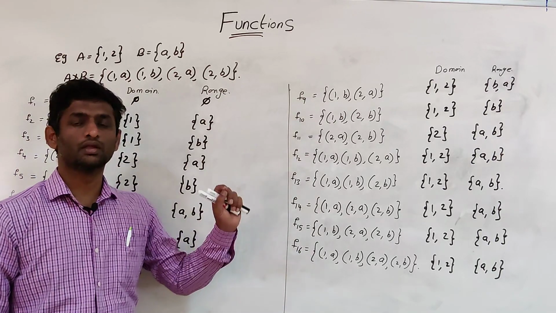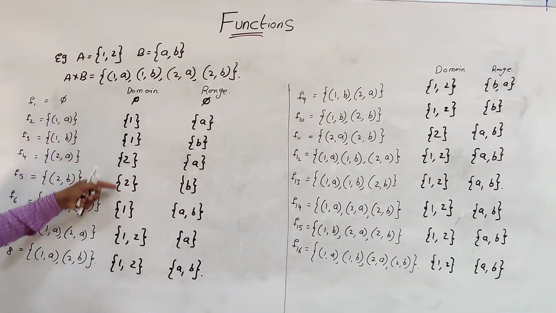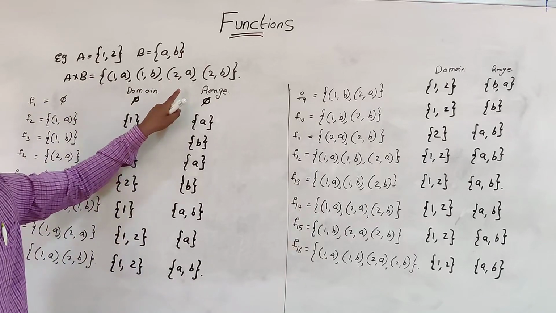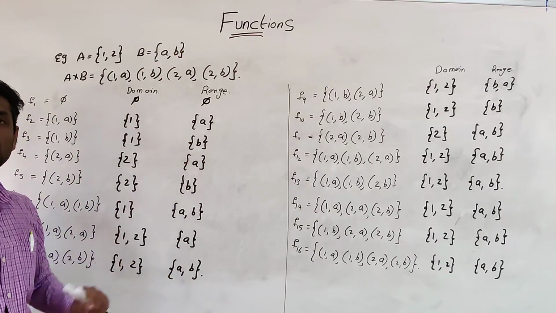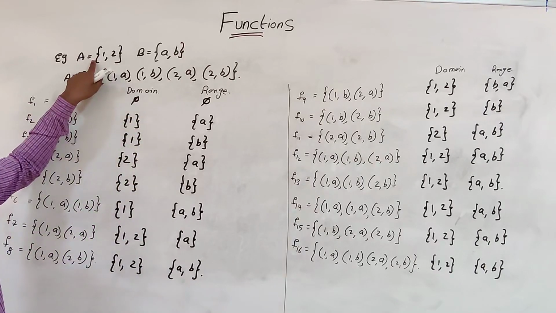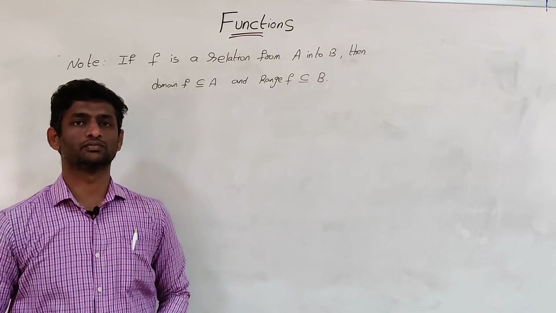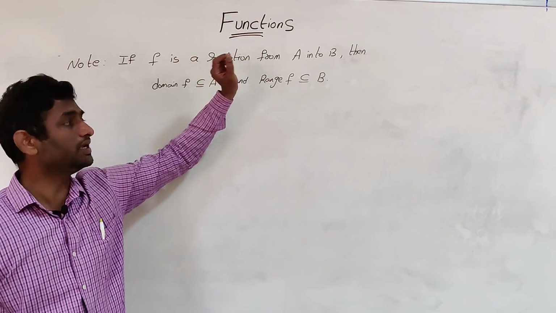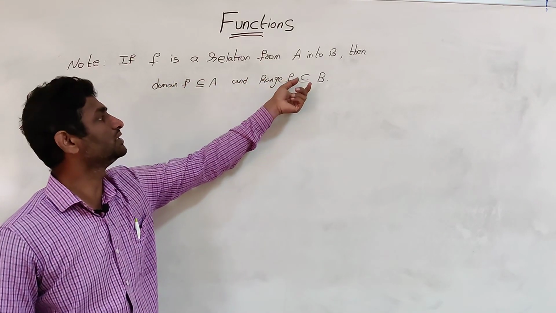Now, if you observe all the domains as well as ranges, each domain is a subset of set A. Singleton 1 is a subset of A, {1, 2} is also a subset of A. Similarly, the ranges are also subsets of B. So from this example, what we can conclude is: if F is a relation from A into B, then the domain of F is a subset of A and the range of the relation is a subset of B.